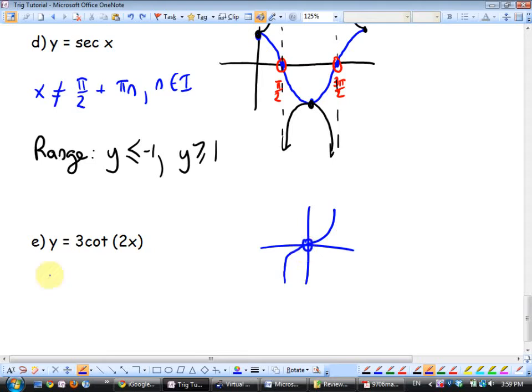Normally, the domain would be x can't be 0, and then this is the period of tangent, multiples of pi. Now, that's normally. What has this done? Horizontal compression by 1/2. And what that's going to do is put an extra 2 in the bottom of everything.